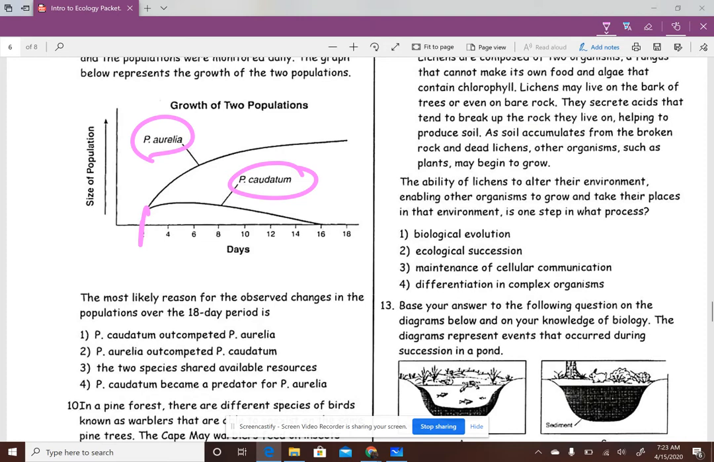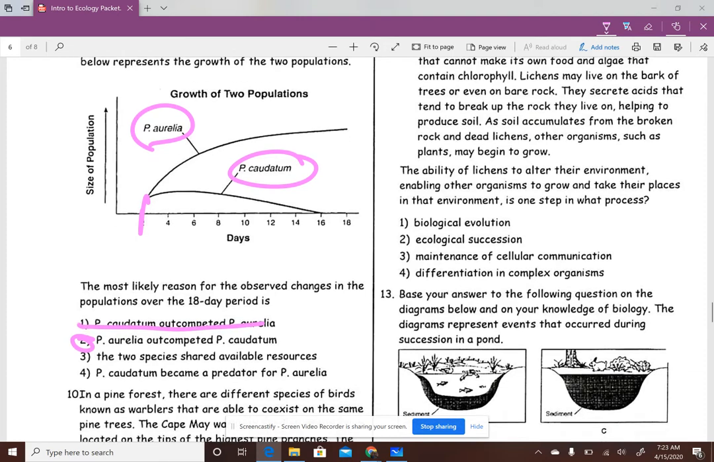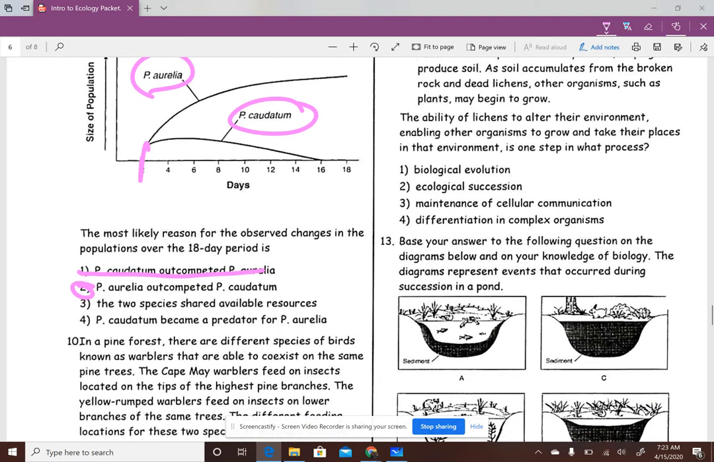So the most likely reason for the observed changes in the populations should have been P. aurelia outcompeted P. caudatum. So number one is the opposite of that. Three, if they had shared the resources, they would have kind of leveled out. They both would have probably been around the same area. So that's why that would not be correct. And it's definitely not a predator because they were eating the same food.